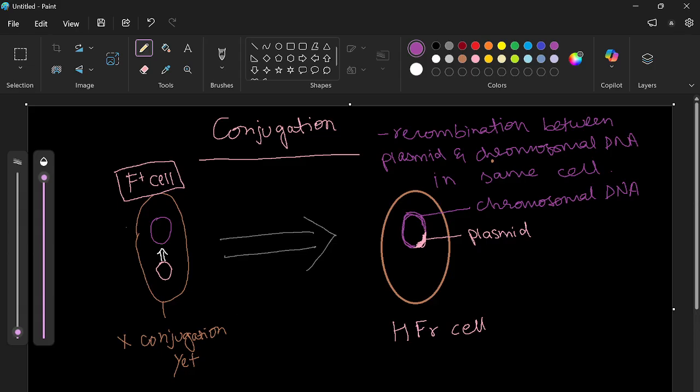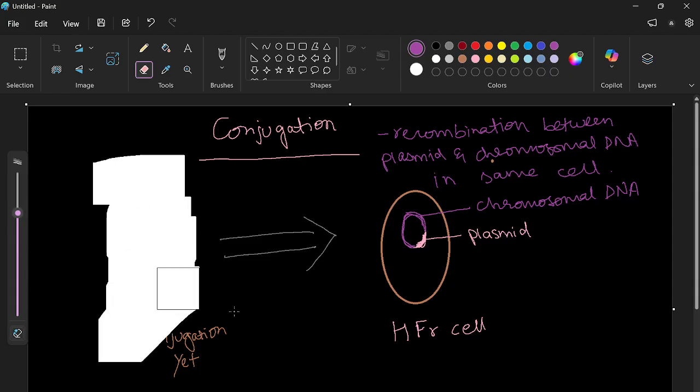Okay, great. Now what will happen next? Just keep in mind that this is a basic recombination event. This is not a conjugation process yet. There is still one more case in the conjugation process, and it's linked with this HFR cell.